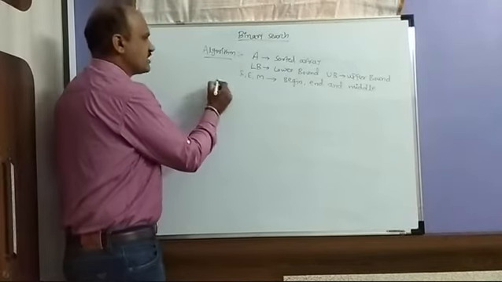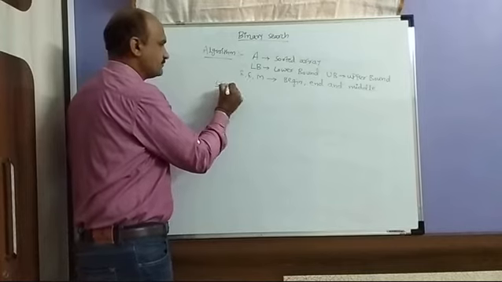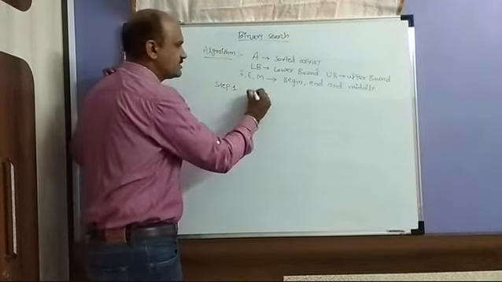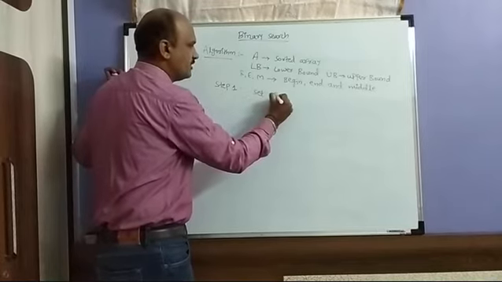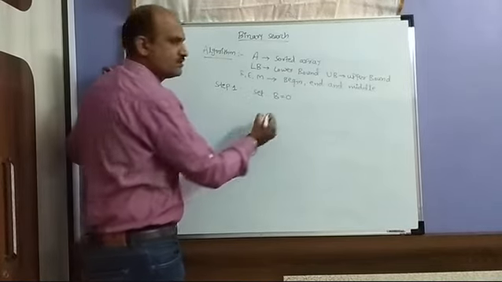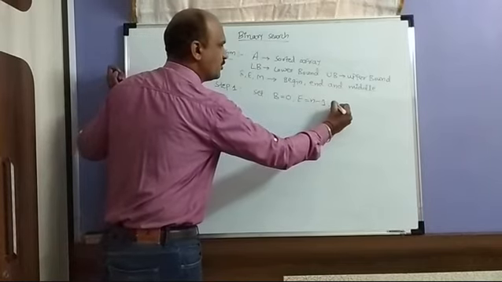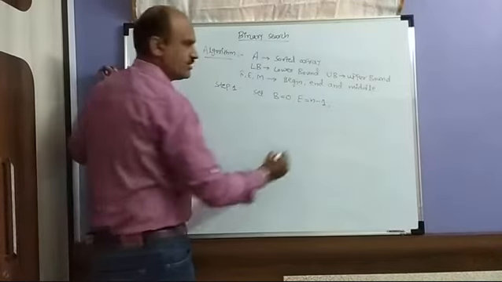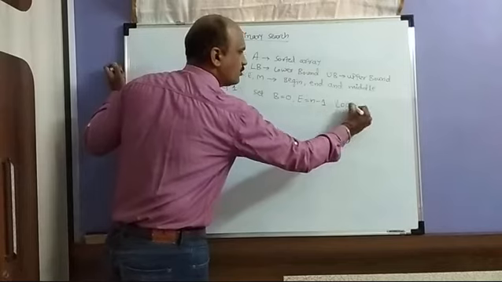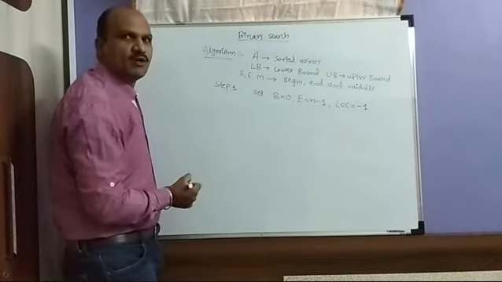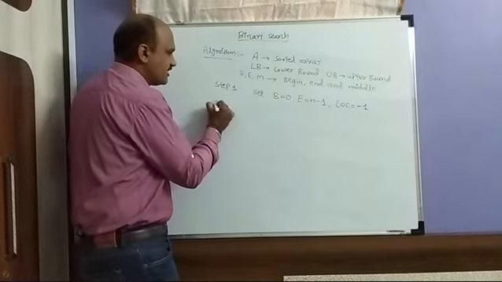Then we will start with step 1, which is very important. You have to set beginning B is equal to 0 always, and ending E is equal to n minus 1, and as I told you, location LOC is equal to minus 1. Then you have to go to the second step.